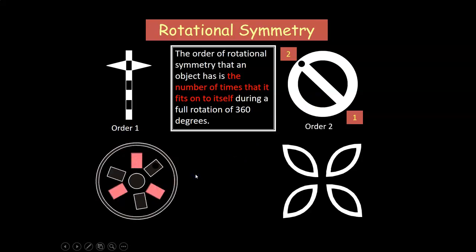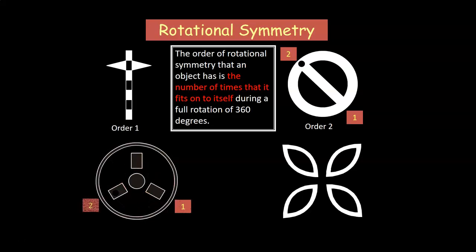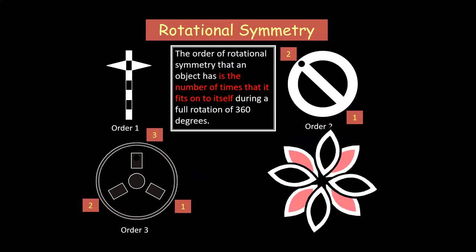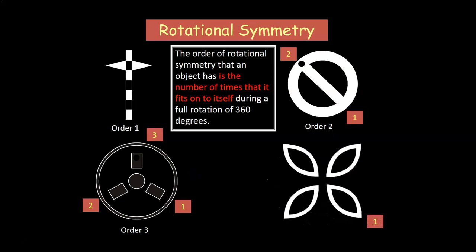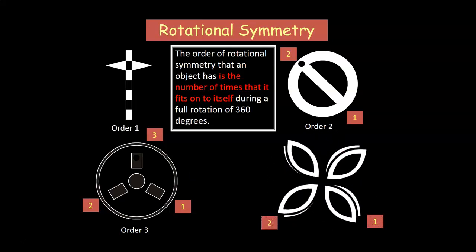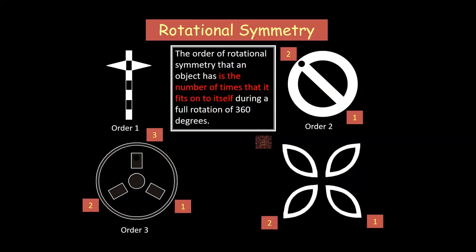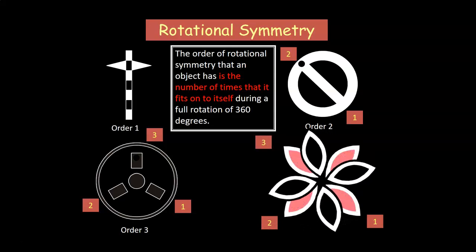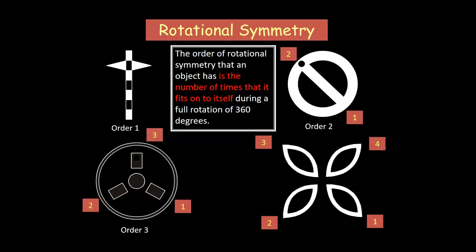Similarly, for this shape, there's 1, 2, 3 times it fits on top of itself, so it has order 3. 1, 2, 3, and 4. So that shape has order 4 rotational symmetry.